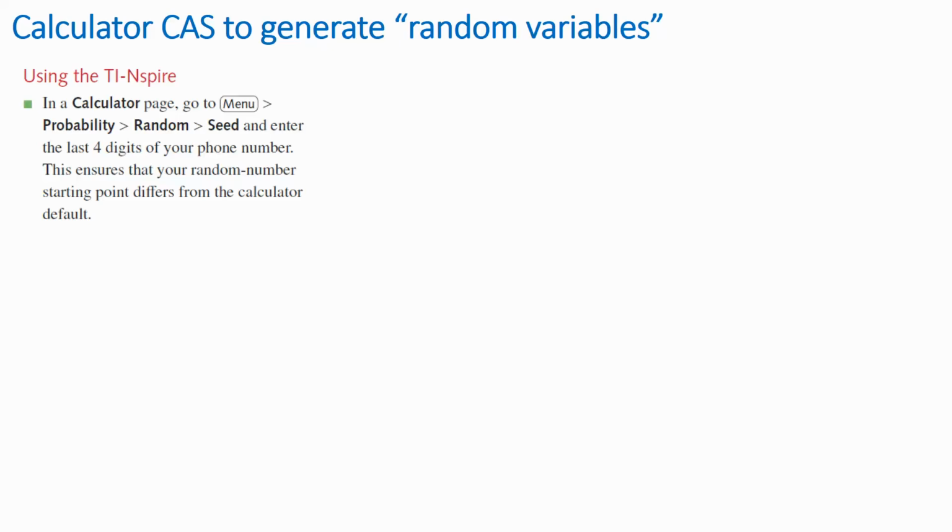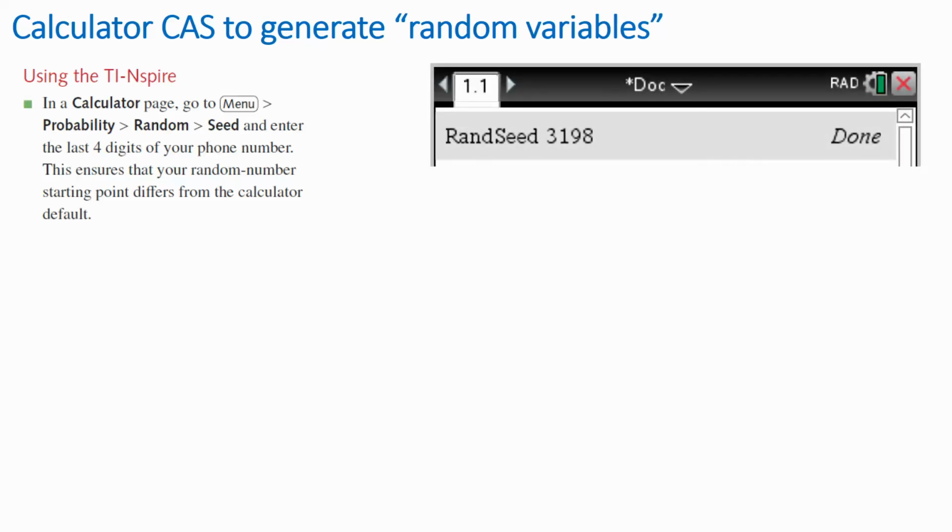A couple of notations you can learn. What I want you to do first is type this in your calculator, because every calculator has the same default number, so you probably want to mix it up. They tell you to start off by saying random seed. You only do it once. So random seed, and type any 4-digit number. They say use the last 4 digits of your phone number. Then press done. That will make sure we're all starting randomly, so that we're not all getting the same numbers.